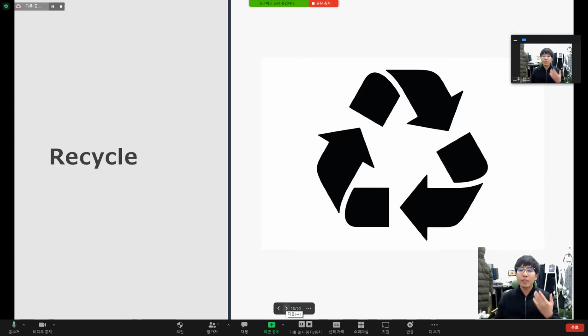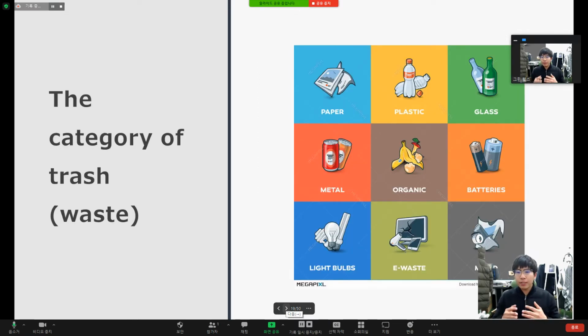Next, we're going to see recycle and how it works. Recycle is something that, when you're about to throw away something, you sort according to the types and categories of trash, such as paper, plastic, glass, whatever. Just follow the types as you see in this picture. It's not really complicated. Okay?